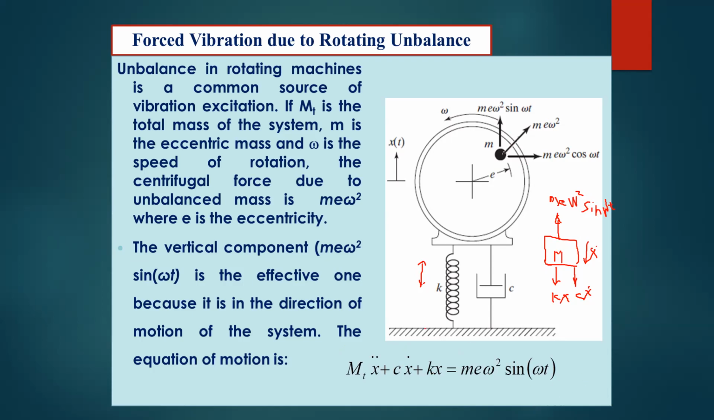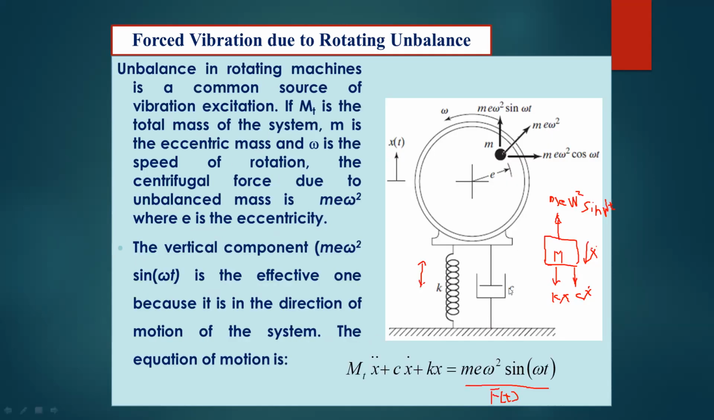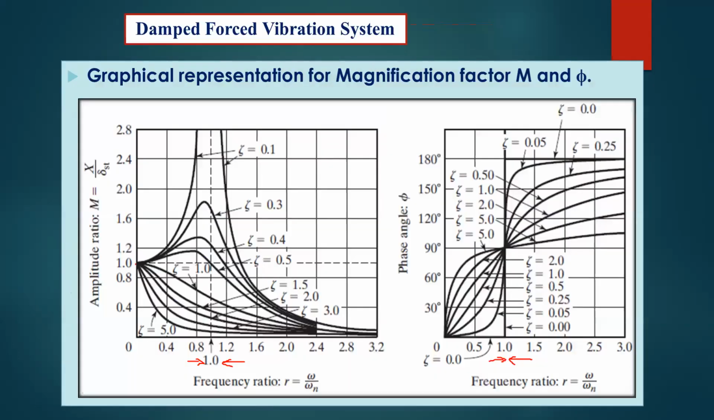So it is just M x double dot plus c x dot plus k x is equal to m e omega square sine omega t. Now this is the f of t, the forcing, which leads to a non-homogeneous second order differential equation. So this is the f of t component. Now, for such a case, we can consider the particular solution as we have discussed before. The particular solution is this one.